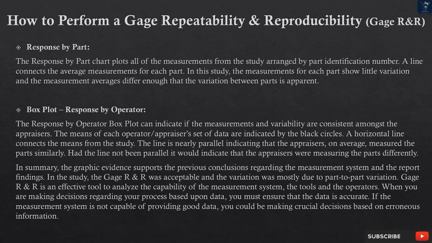In summary, the graphic evidence supports the previous conclusions regarding the measurement system and the report findings. In the study, the Gage R&R was acceptable and the variation was mostly due to part-to-part variation. Gage R&R is an effective tool to analyze the capability of the measurement system, the tools and the operators. When you are making decisions regarding your process based upon data, you must ensure that the data is accurate. If the measurement system is not capable of providing good data, you could be making crucial decisions based on erroneous information.